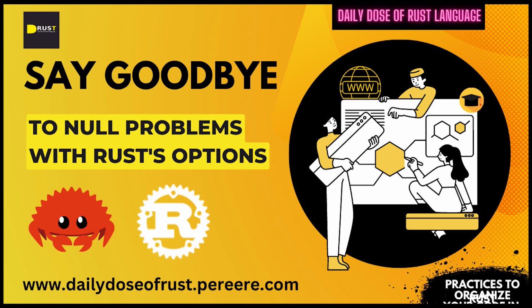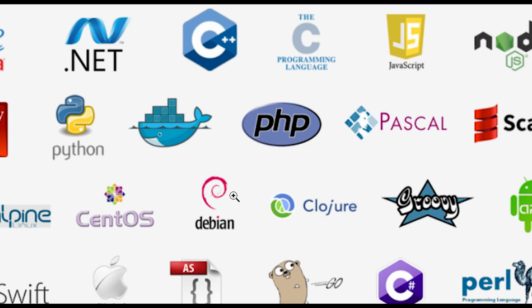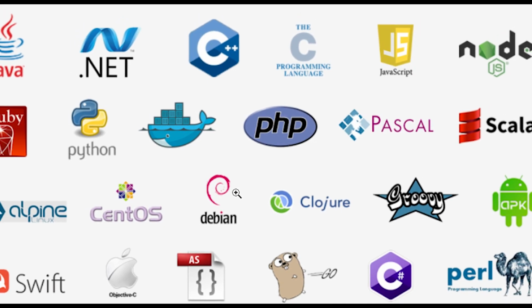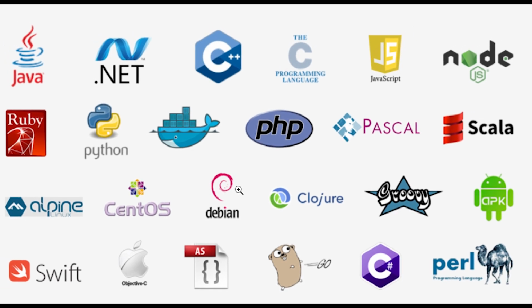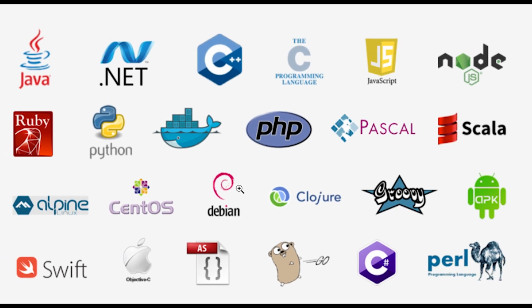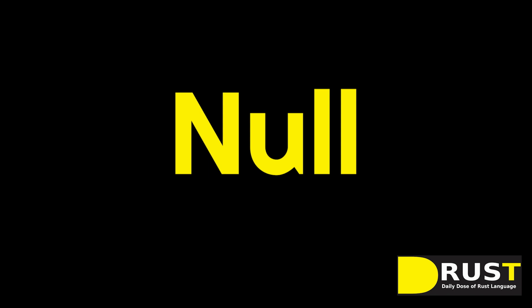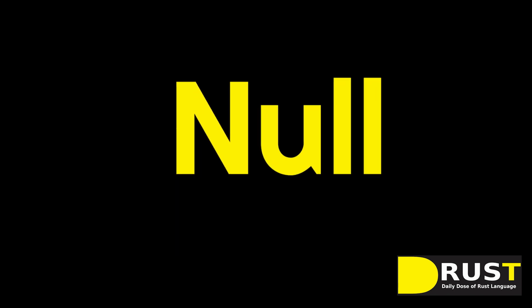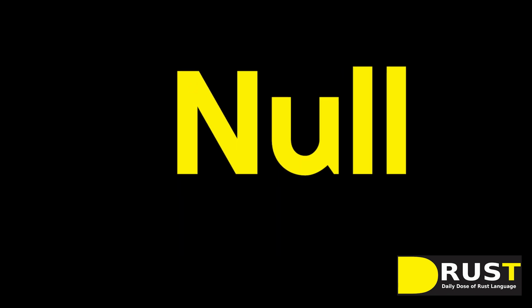So let's get to it. As you probably know by now, Rust doesn't have null at all. In some languages, when you want to assign something to a variable, but you don't have that value immediately, you just assign it null. It's actually bad for business. That is why Rust doesn't have null at all.